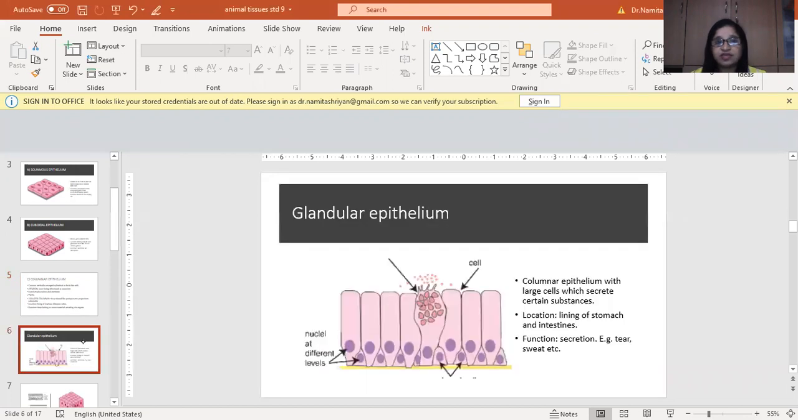Now let us see the figure. Yes. How does it look? All right.